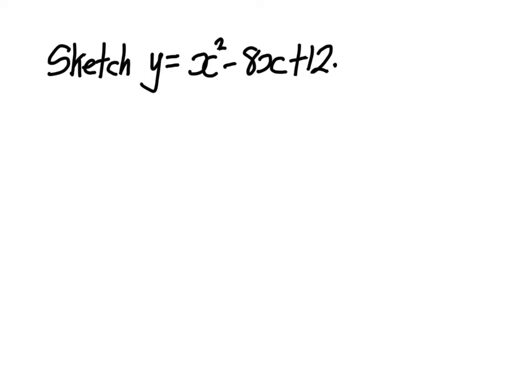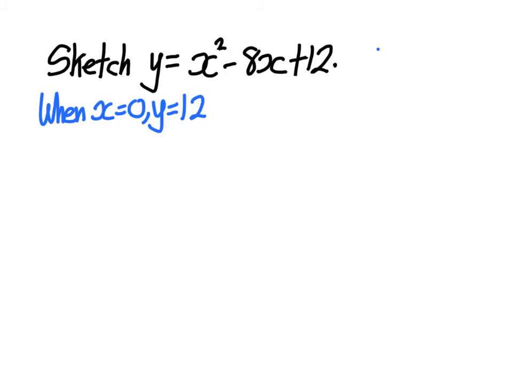So, in order to find the y-intercept, we let x equals 0. You substitute inside the equation. When x equals 0, you simplify, and you will get the value of the y-intercept to be equal to 12. So, we have already found the y-intercept.